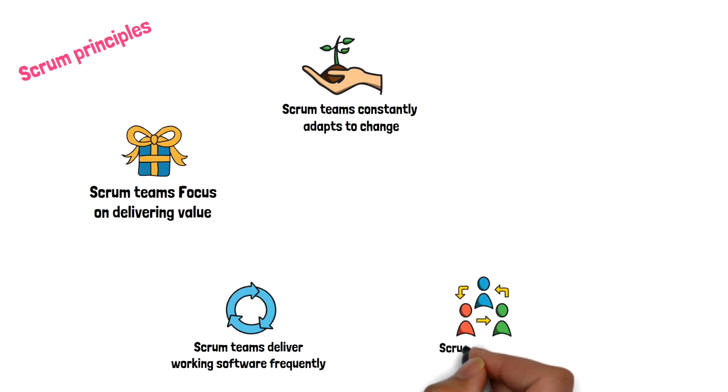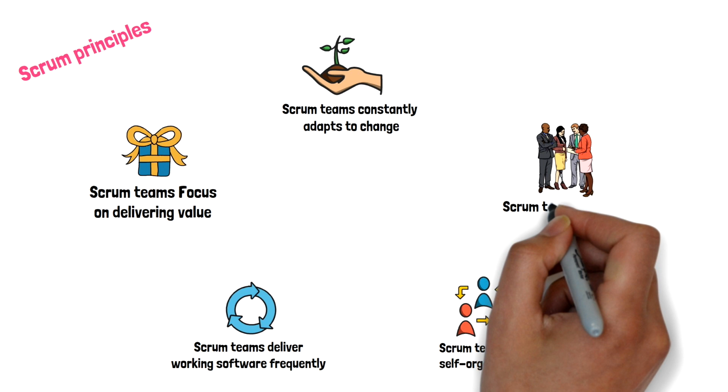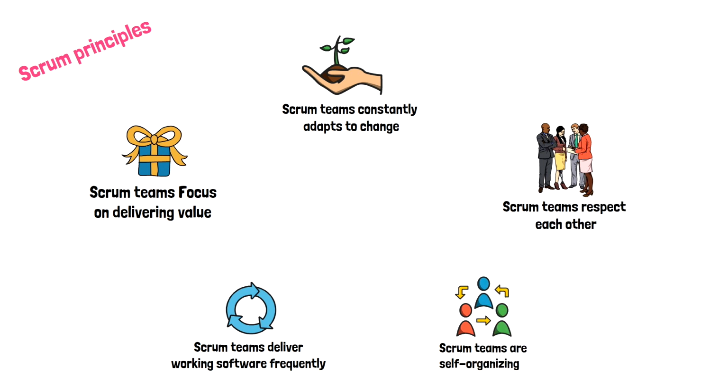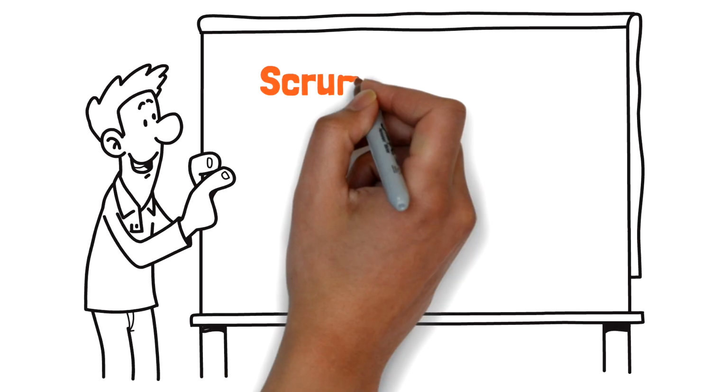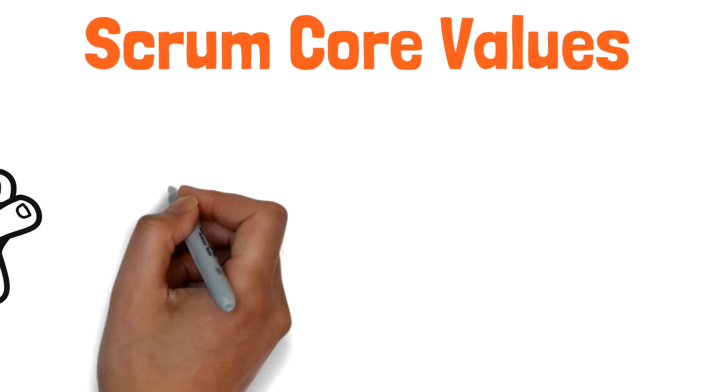Empower self-organization. Scrum teams are self-organizing and cross-functional. Respect. Scrum teams respect each other, their customers, and their stakeholders. Scrum is based on 5 core values.